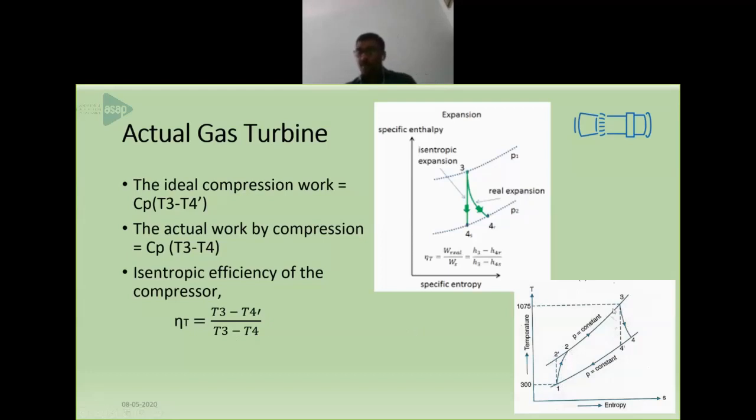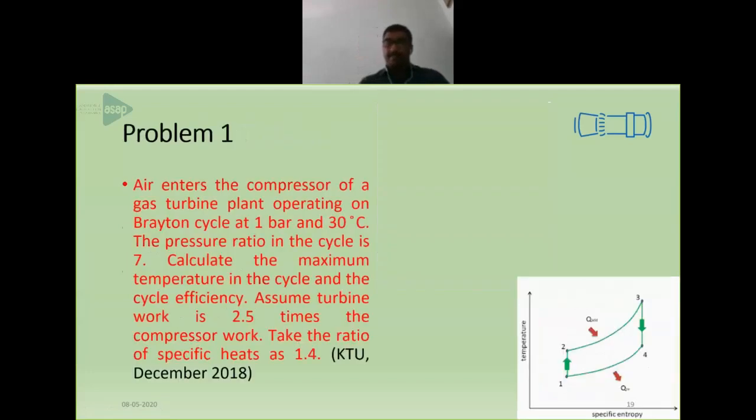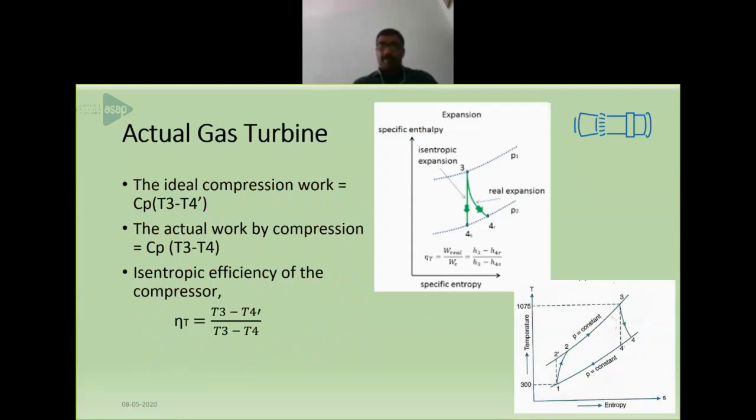Combining all these, this particular curve will give you almost an actual situation, that is 1 to 2, not 2 dash, then 2 to 3, then 3 to 4. So 1 to 2 and 3 to 4 are non-isentropic curves, which means they are away from the ideal situation. I think now it is clear to you. Now we will move to a problem.